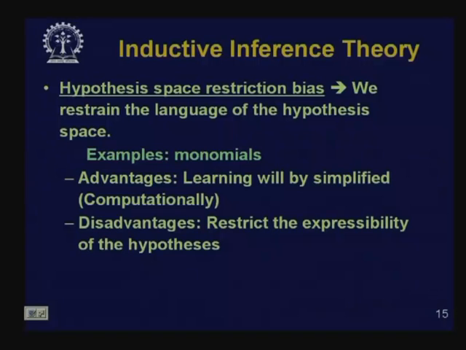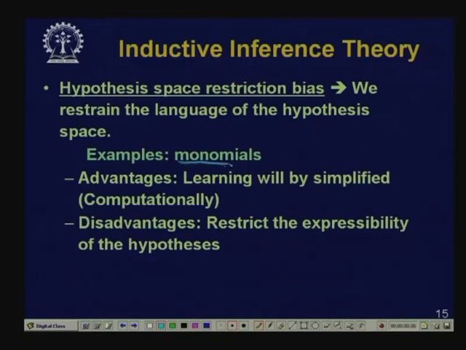So, in hypothesis space restriction bias, we restrain the language of the hypothesis space. For example, we might consider the hypothesis space of monomials. What is a monomial? A monomial is a conjunction of positive or negative literals.